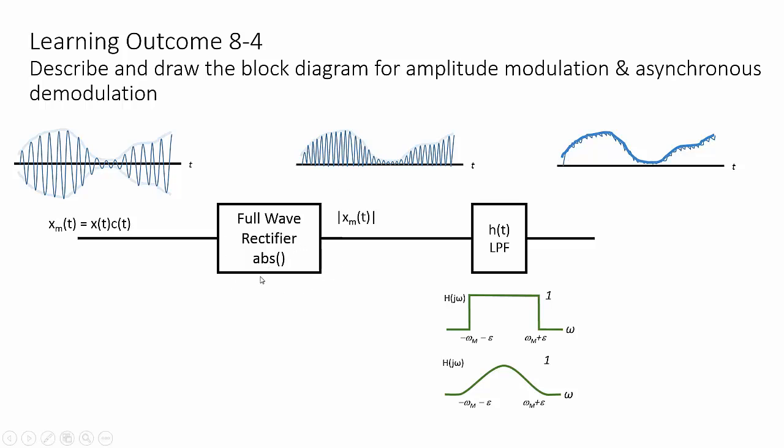How would you implement a full wave rectifier in a circuit? Just a diode. What's the simplest low-pass filter you can implement in a circuit? Think a first-order low-pass filter. You can do it with two components, an RC circuit, one resistor, one capacitor. So the minimum that you need to implement this is one diode, one resistor, one capacitor. There's a few other things you would add to make it nice, but really that's all that you need.